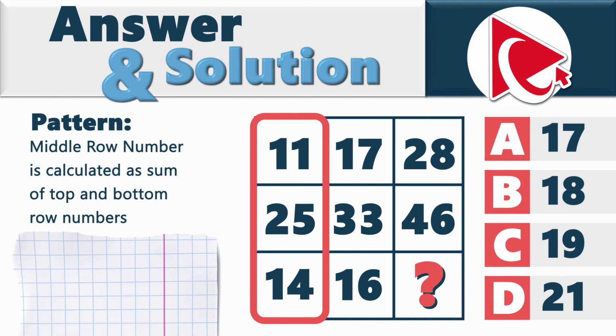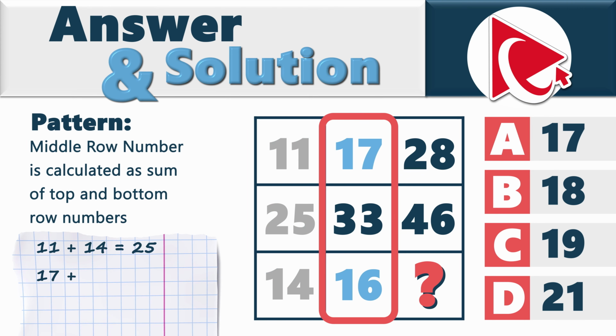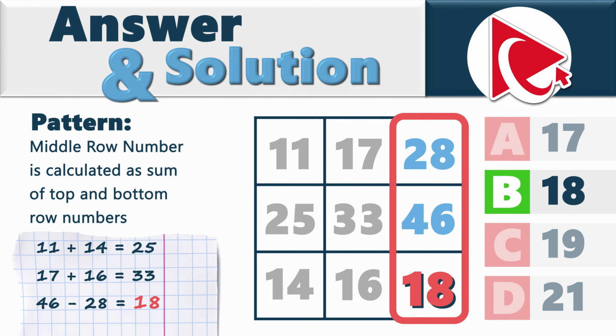Let's start with the first column. 11 plus 14 equals 25. In the second column, 17 plus 16 equals 33. So to calculate the missing number, the math would be 46 minus 28 equals 18. So the correct answer here is choice B, 18.